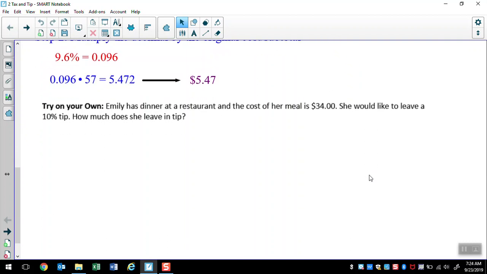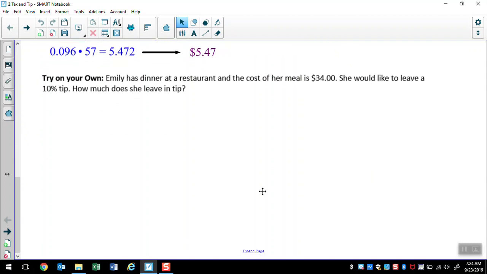Okay, so now I want you to try this one on your own. Use either of the methods above, doesn't matter which one. Go ahead, pause your video now. Okay, when you come back to class, we'll go over that one, see how you did.